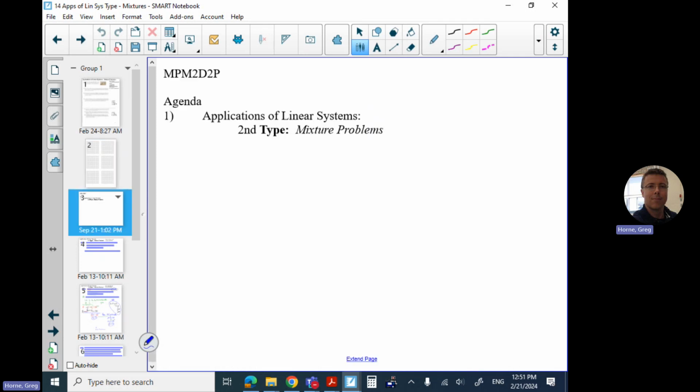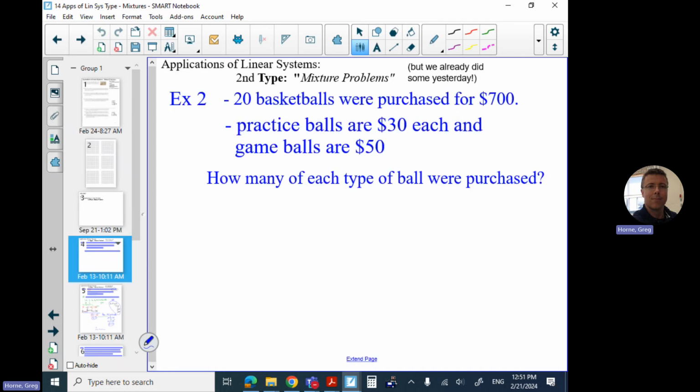So here we go. We've got an official type here where we've got a mixture problem. Basically it's a mixture, if you will, of types of basketballs that are purchased. We have 20 in total purchased for $700 in total. If you know that practice balls, the crappier ones, are $30 and game balls, the nicer ones, are $50, how many of each type of ball were purchased? Whenever you see a question like this, as I've been coaching you, we ask: how many of each type?